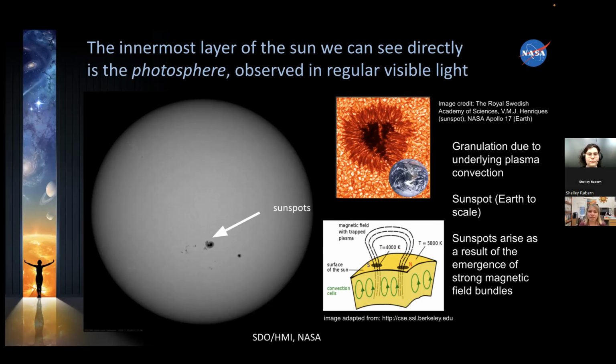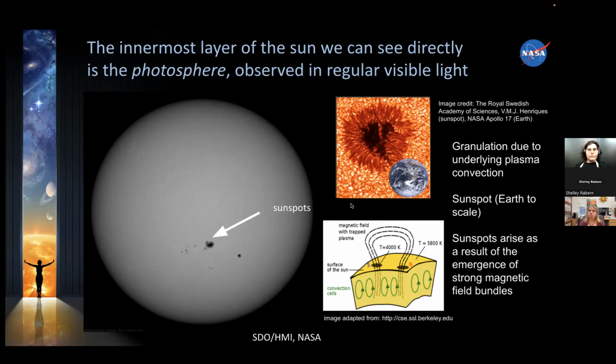So we see this observed in visible light, and if we have a high resolution telescope, we can see little small cells. We call that granulation. It's due to the underlying plasma convection, and this is what a sunspot looks like in high resolution. There's this region called the umbra, and then there's this dark region, which is due to strong magnetic field. And this sunspot is a large one. It's a little larger than the size of the Earth, all told.